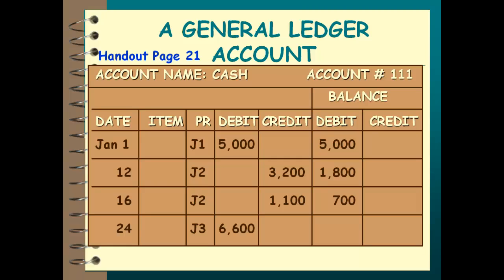Next entry is a debit. Debit balance, debit entry. Same side or opposite side? Same. Add or subtract? Add. My debit balance simply gets bigger. Okay? My debit balance gets bigger.